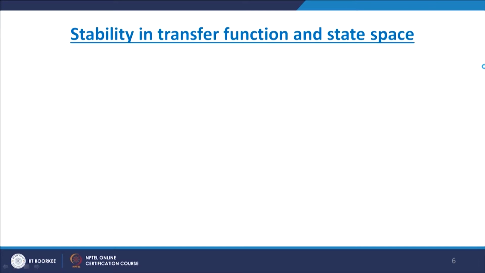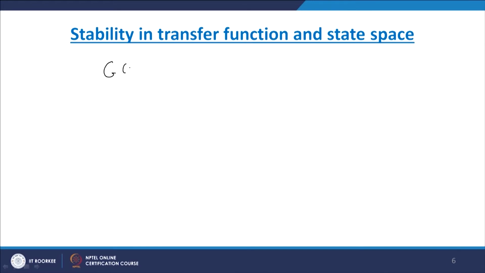Now, stability in transfer function and state space. How do we check the stability in transfer function and state space? I think you have already seen how to check the stability in a transfer function in the classical part. Now I am reviewing this part again. Suppose I have written G(s) equal to N(s) by D(s). N(s) is the numerator and D(s) is the denominator, and it is written in most textbooks that in order to check the stability of this we have to check D(s).